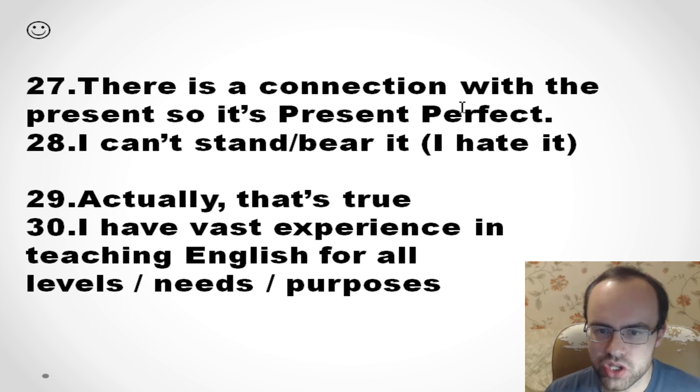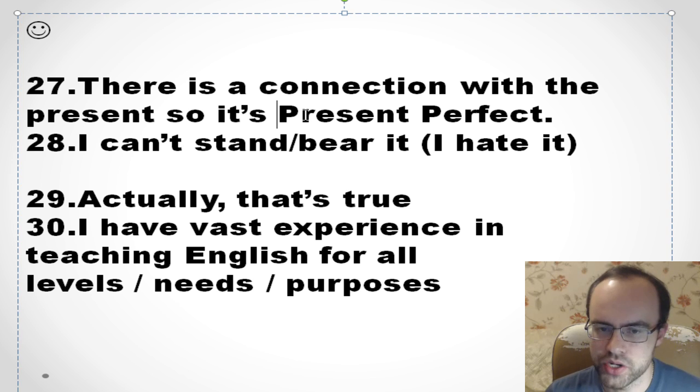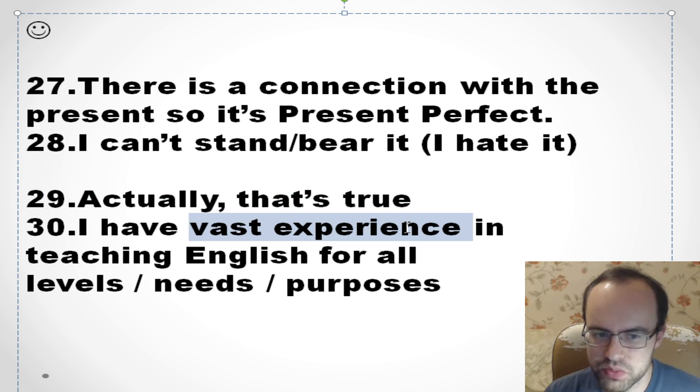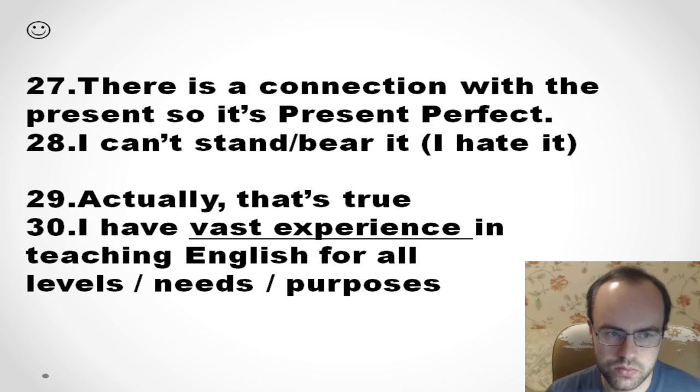So this thing is familiar to me, or I know this thing. There is a connection with the present, so it's present perfect. You know that we use present perfect if there is a connection with the present. I can't stand it, I can't bear it, or I hate it. Actually, that's true, or in fact, that's true, that's right. I have vast experience in teaching English for all levels, needs and purposes. So vast experience or great experience.